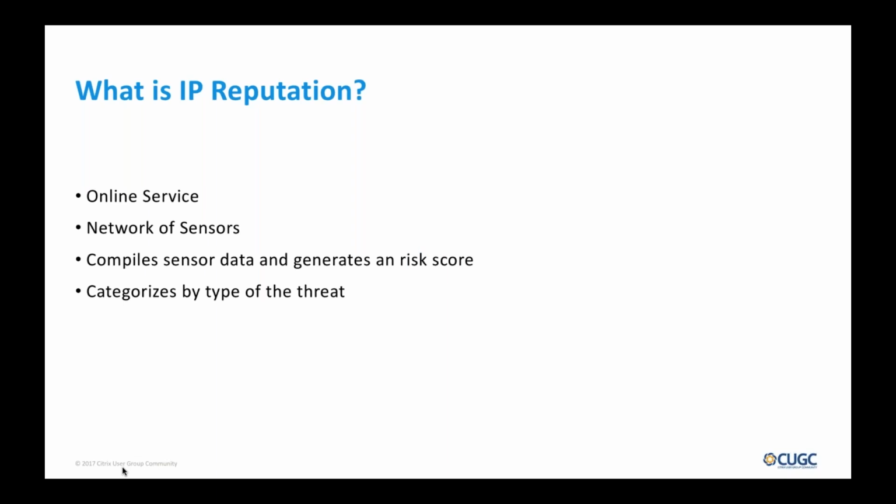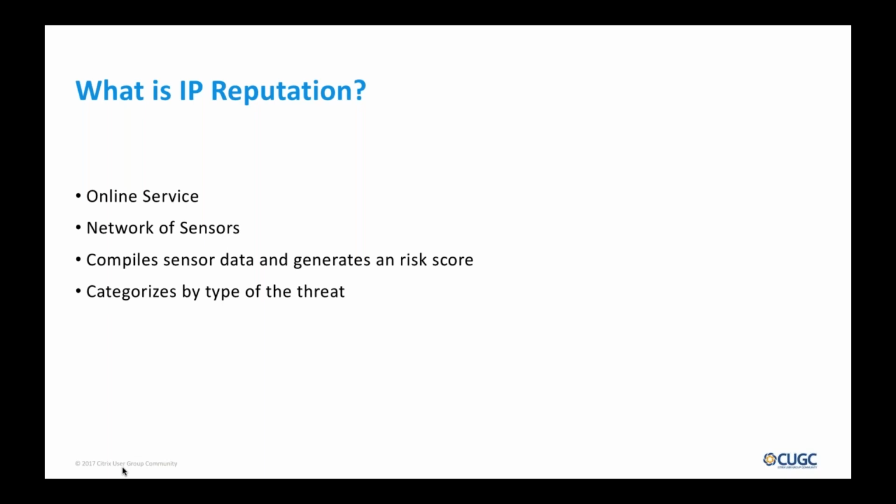There are a few online services, of which Bright Cloud is one. They've set up networks of millions of different sensors around the internet that are looking for key traffic patterns, anything that can tell them what kind of traffic is flowing across the internet, what's the source IP address, what's the destination IP address, just collecting all that data, bringing it in-house, compiling it, and generating a risk score from it, right?